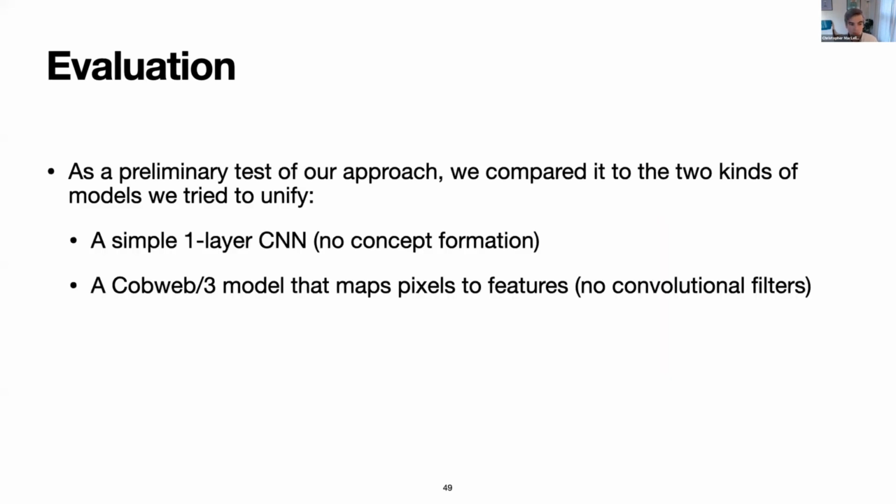So just as a very preliminary evaluation of this idea, we compared it to the 2 different base models that we tried to combine together. We compared it to a simple one-layer CNN, which in some sense is lacking this idea of incremental concept formation. And we also compared it to a Cobweb 3 model that's mapping from pixels to features directly. There's no intermediate convolutional filter processing.